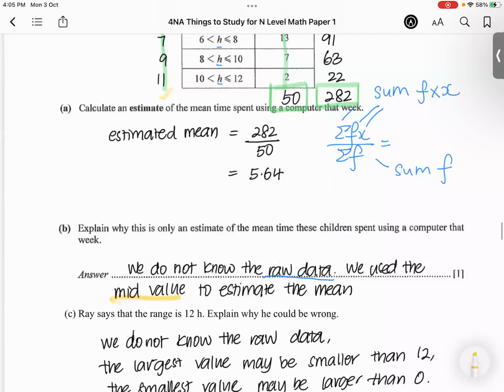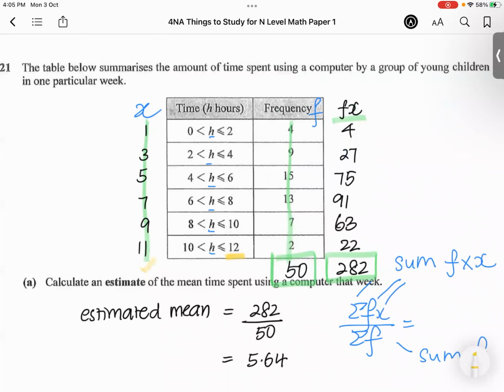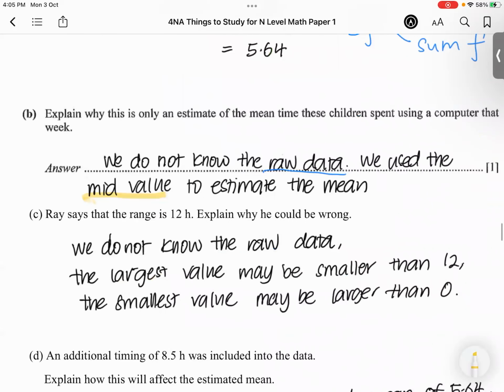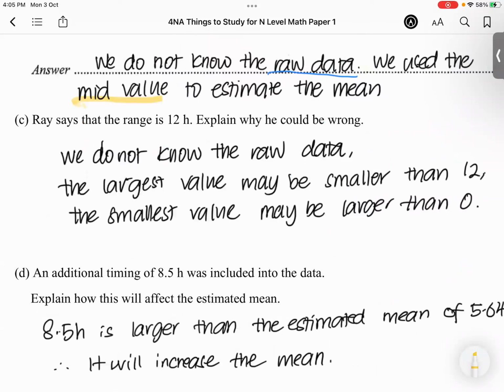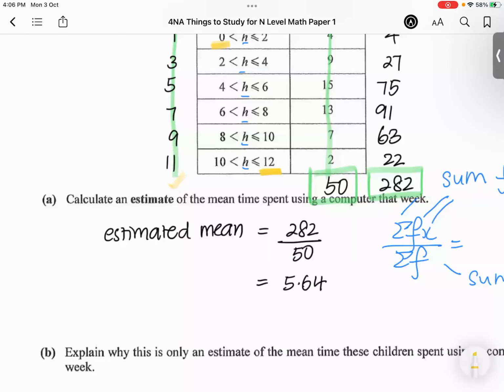Why is it that the range could be wrong? Range is given by largest minus smallest. So technically 12 minus 0 is 12, right? But why could it be wrong? Because we do not know the raw data, but that is not sufficient. Explain understanding of range. Range is largest minus smallest. So the largest value, they say less than or equal to 12. Can be 11, can be 11.5, 11.9.